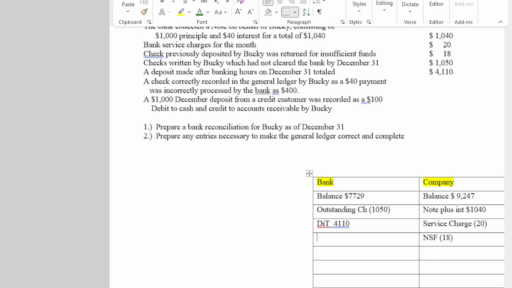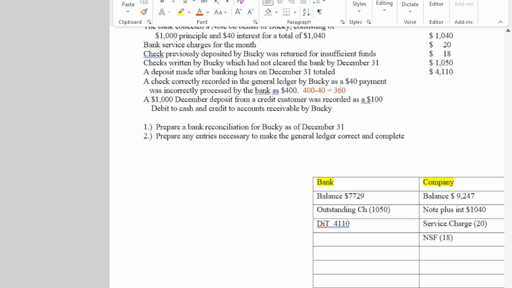Then we've got, after that, a check correctly recorded in the general ledger by Bucky as $40, but the payment was incorrectly processed by the bank as $400. This is where stuff gets a little trickier. When it starts having things like this, I will actually write these out next to the question or separately from my reconciliation I have at the bottom. So the best way to think of this is there's a difference between these two. 400 is what the bank thought we put, but it was actually 40. Because of that, we need to think of this as a $360 difference.